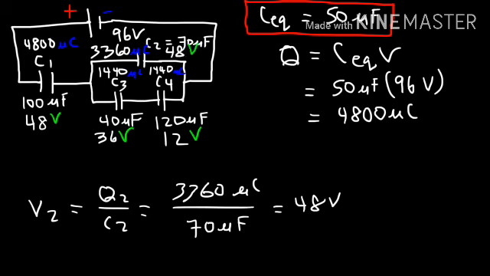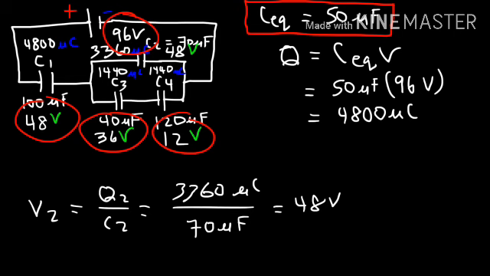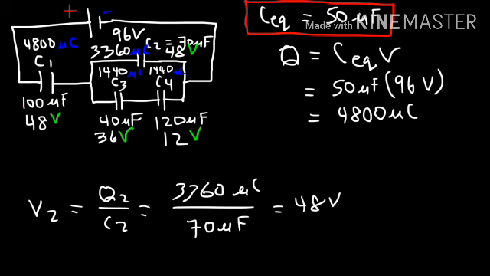So if we add these three values, 48 plus 36 plus 12, that gives us the voltage of the battery. Now you can't add this as well because that is already in parallel with those two values, so you can't add it twice. So that's it for this problem. You now have the voltage across every capacitor and the charge on each capacitor. Now let's work on one final example.